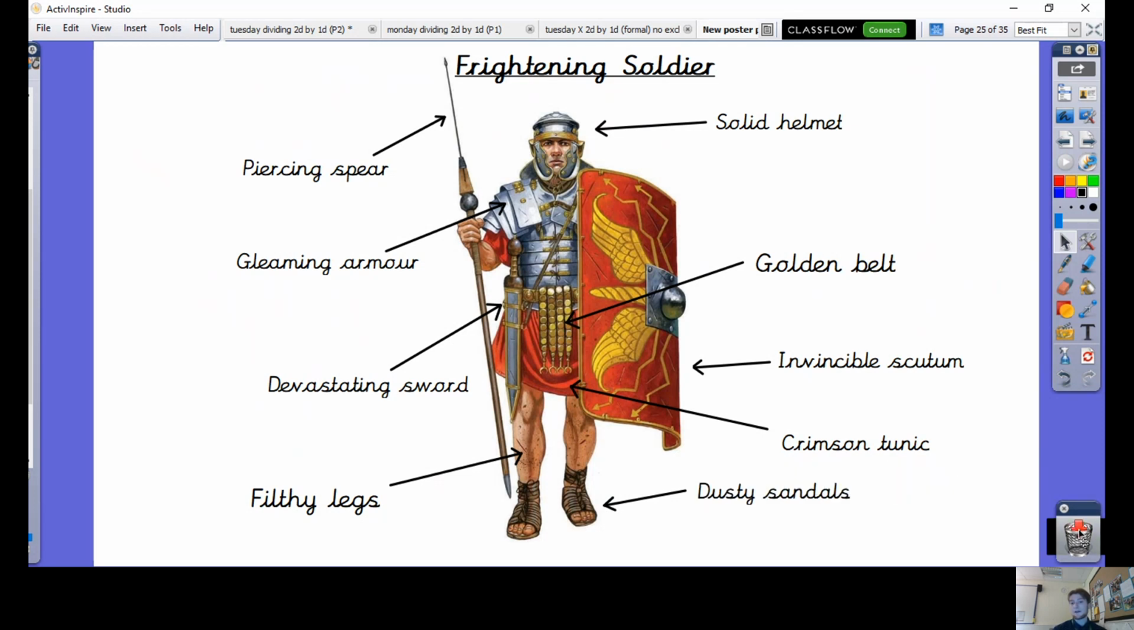And finally, I've gone for dusty sandals, because those sandals do not look as shiny as the rest of him. He's obviously trodden in a lot of muddy patches, and the Roman roads probably weren't as tarmacked as they are now. So he's probably got very dusty sandals. Those are just some really nice examples for you to use when you do your task.